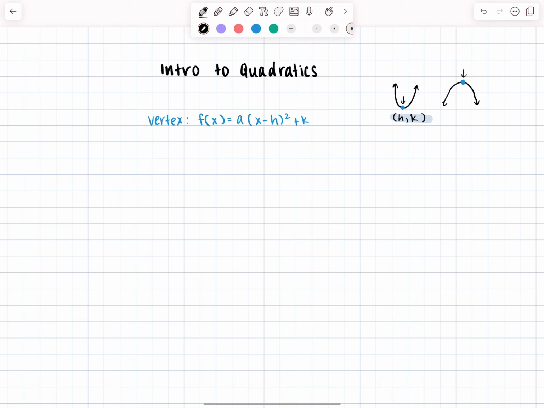Standard form is our next form for quadratic. In standard form, we have f of x equals ax squared plus bx plus c. So our c value gives us our y-intercept. So this is our y-intercept.